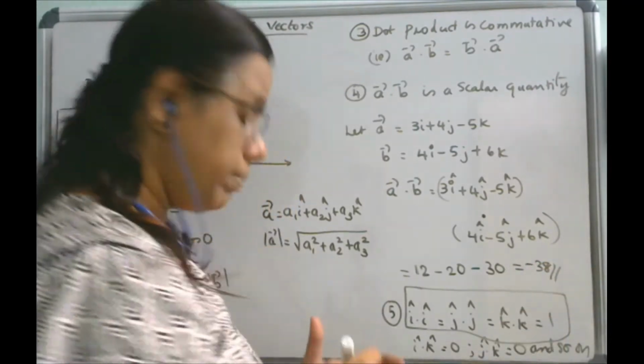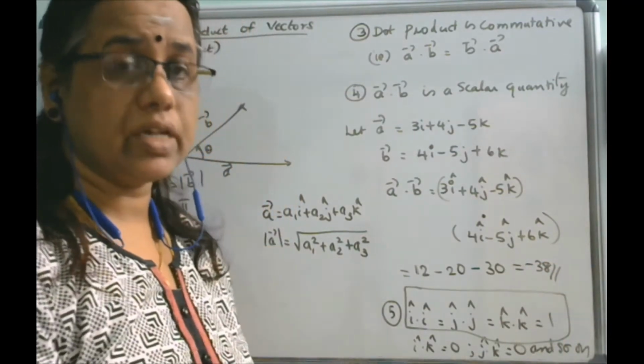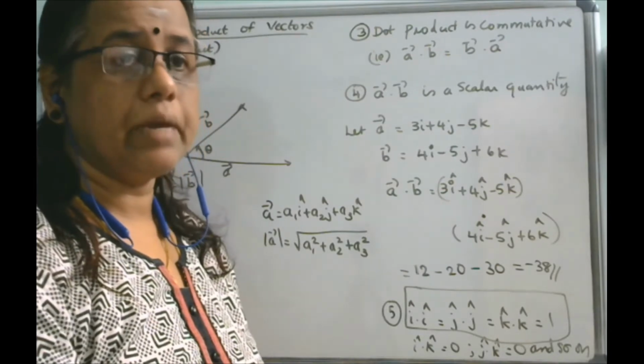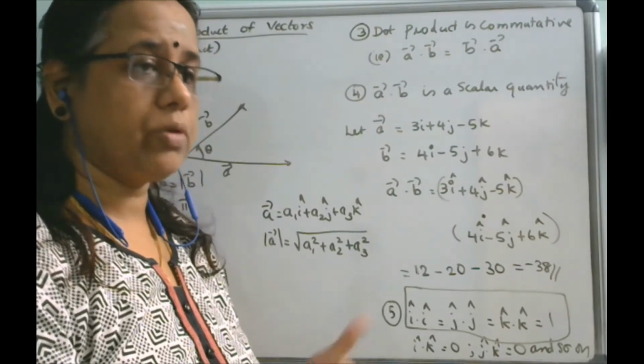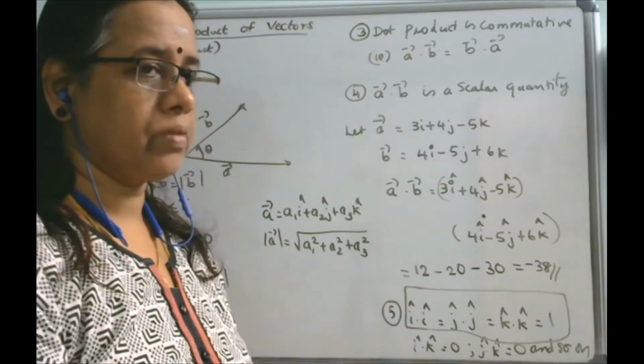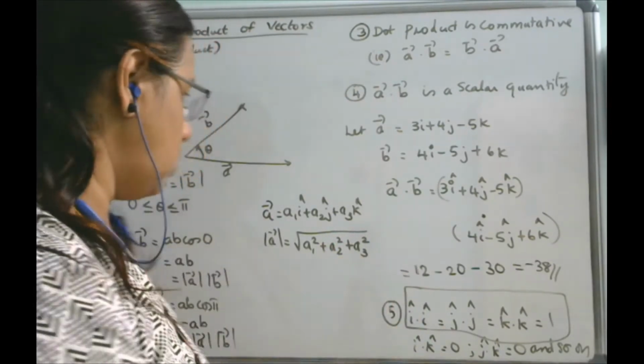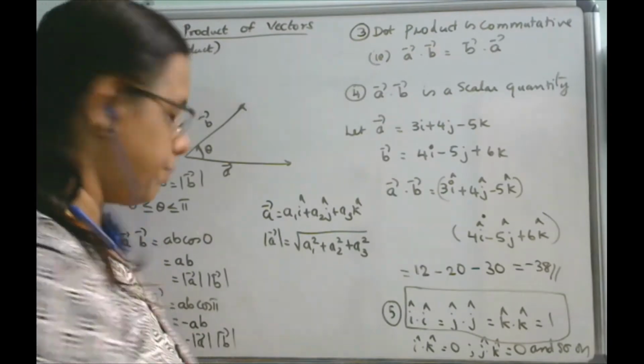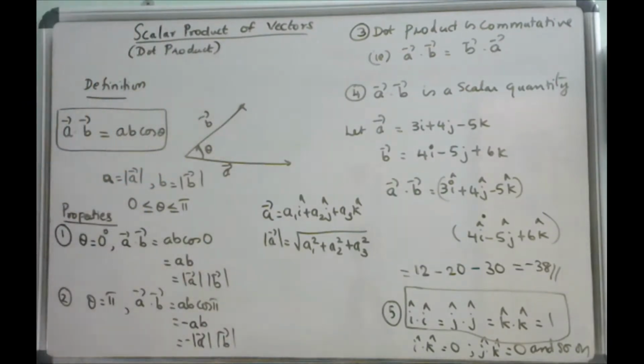A dot b will be a scalar. A dot b will be a real number, in the sense that A dot b will be either positive, negative, or even it can be 0. When does it turn to be 0? When does this value turn to be 0? That is also another important property which we have here. When does this dot product turn to be equal to 0?